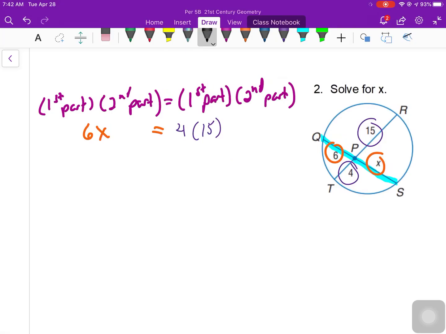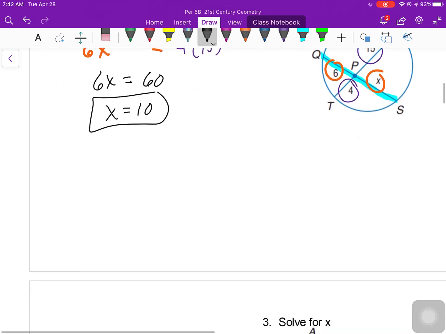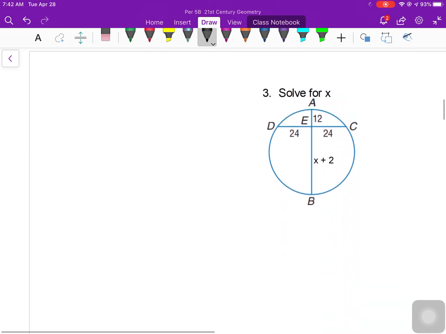And then we do have to solve it, so let's go ahead and finish it. That will give us 6x equals 4 times 15 is 60. We divide, x is 10. Second example, done. Let's try yet another one.